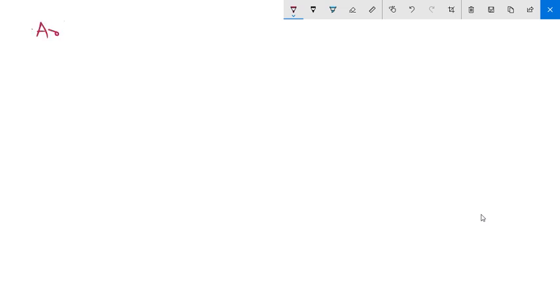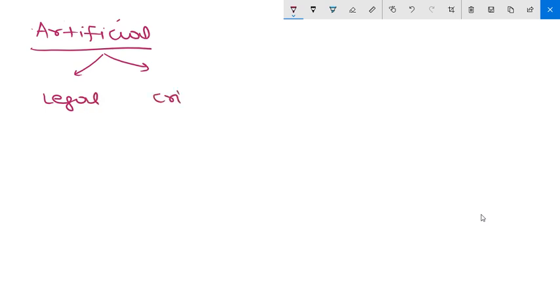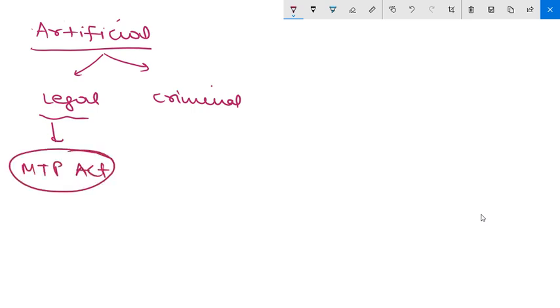Now coming to the artificial or induced abortion. It means willful termination of pregnancy before viability. It is again divided into 2 groups, that is legal and criminal or illegal. It is legal when it is done according to the MTP Act. I will describe the MTP Act in a different video. When it is not done according to the MTP Act, it is criminal.